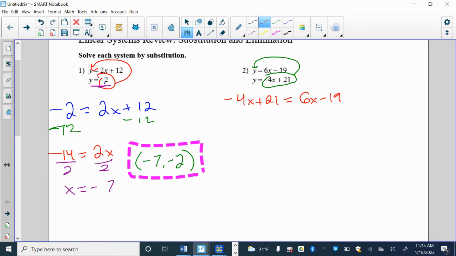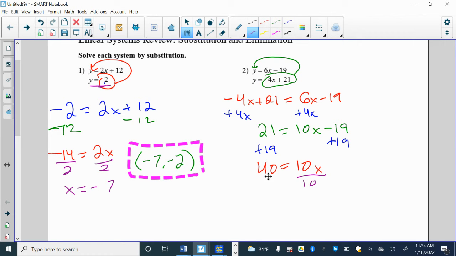And the result is an equation with just one variable, just x. So now let's solve for x. We could add 4x on both sides. So we'd have 21 equals 10x minus 19. Let's add over 19. So now we'd have 40 equals 10x. Divide by 10. X equals 4. So at this point, we know the x value for our solution to the equation is 4.